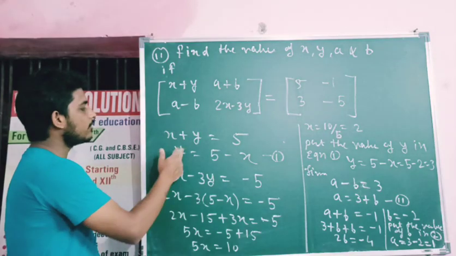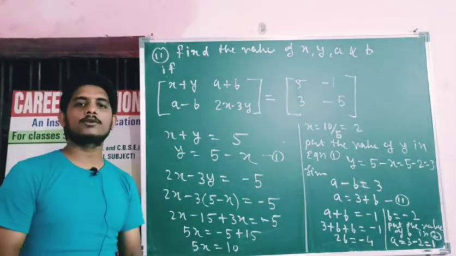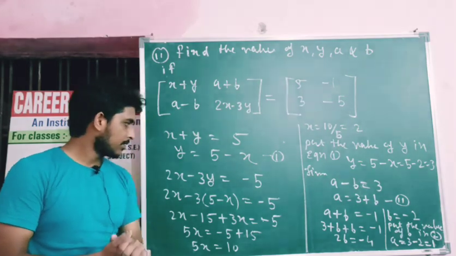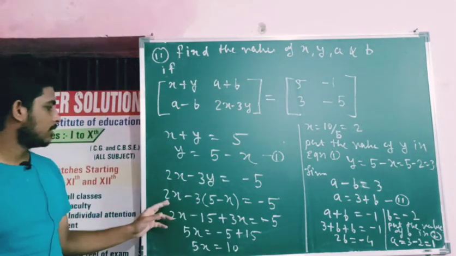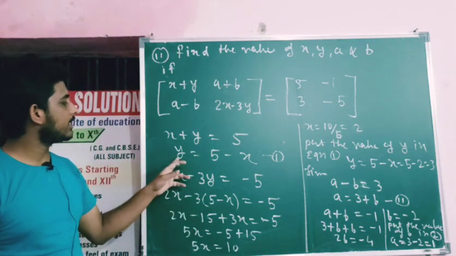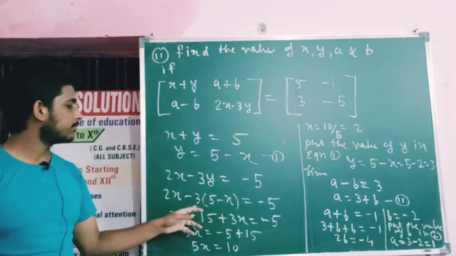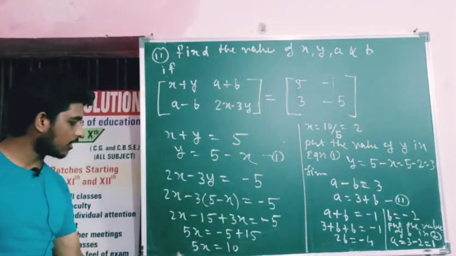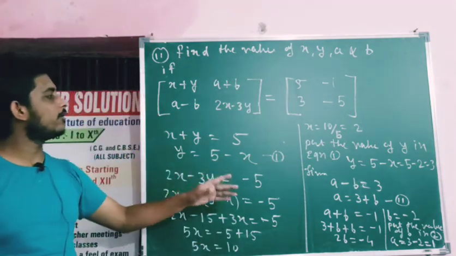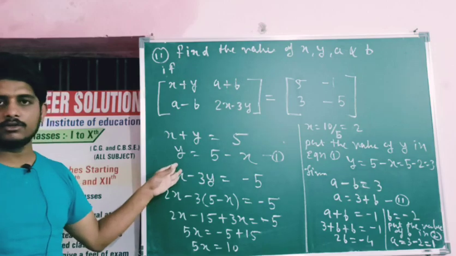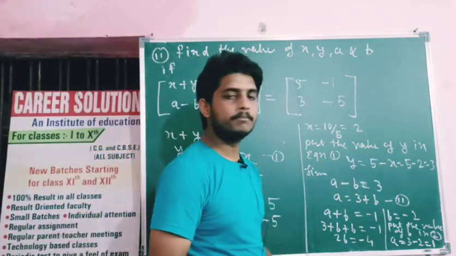We can find the value of y in terms of x also from here. If x goes to the other side of the equal sign, it becomes 5 minus x. And 2x minus 3y will be minus 5. So 2x minus 3, and we can put the value of y from equation 1 into this equation. So it will become minus 3 into 5 minus x. After solving it, we will get the value of x as 2. And when you put the value of x in the given equation number 1, you will get the value of y, which is 5 minus x. So 5 minus 2 becomes 3.